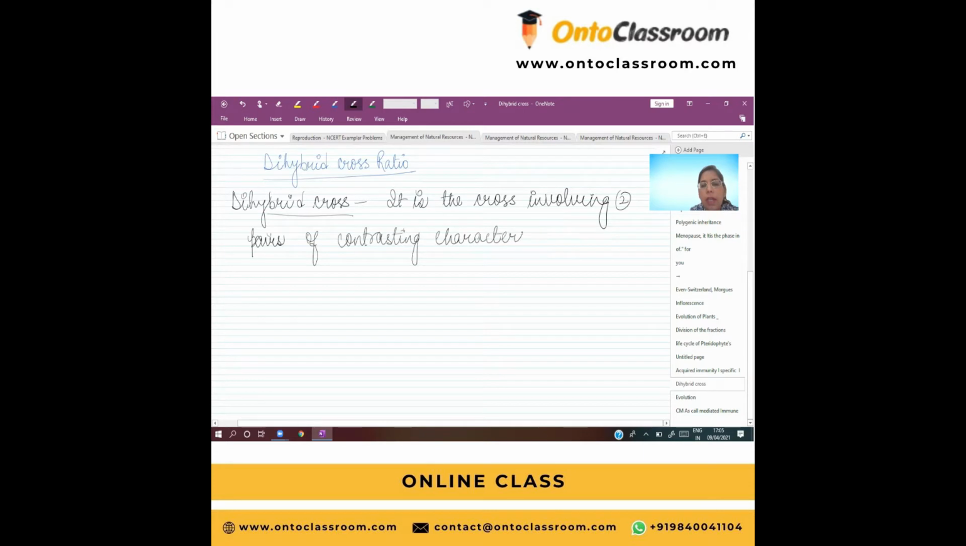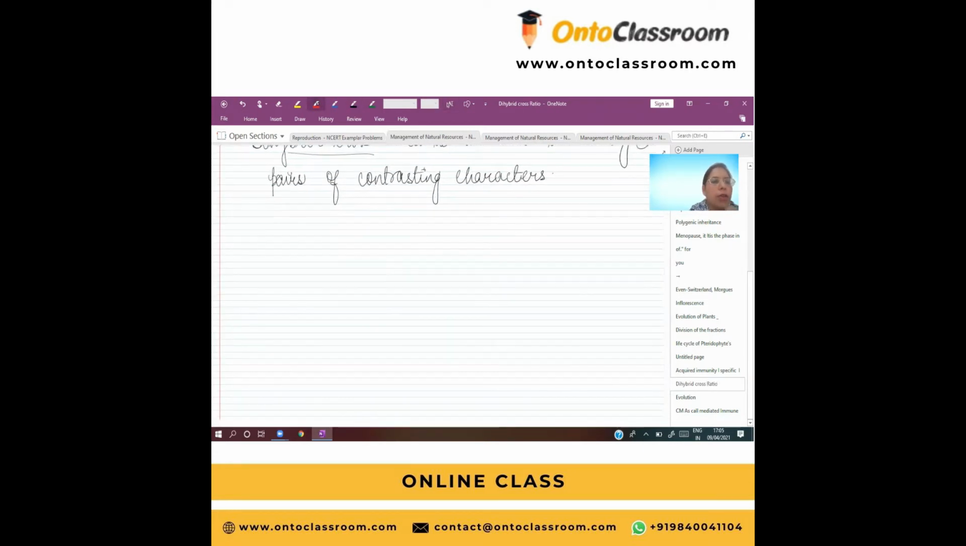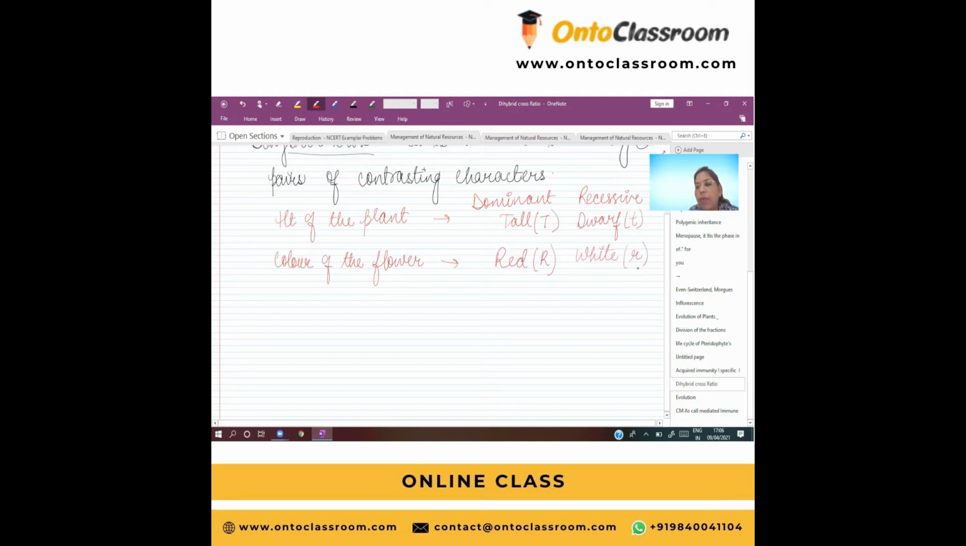dihybrid cross. Let's suppose we take two characters. The first is the height of the plant. As per Mendelian crosses, the dominant trait, represented by a capital letter, is tall, with notation capital T, and the recessive trait, dwarfness, is represented by small t. Similarly, for the color of the flower, the dominant trait is red, represented by capital R, and the recessive trait is white, represented by small r.